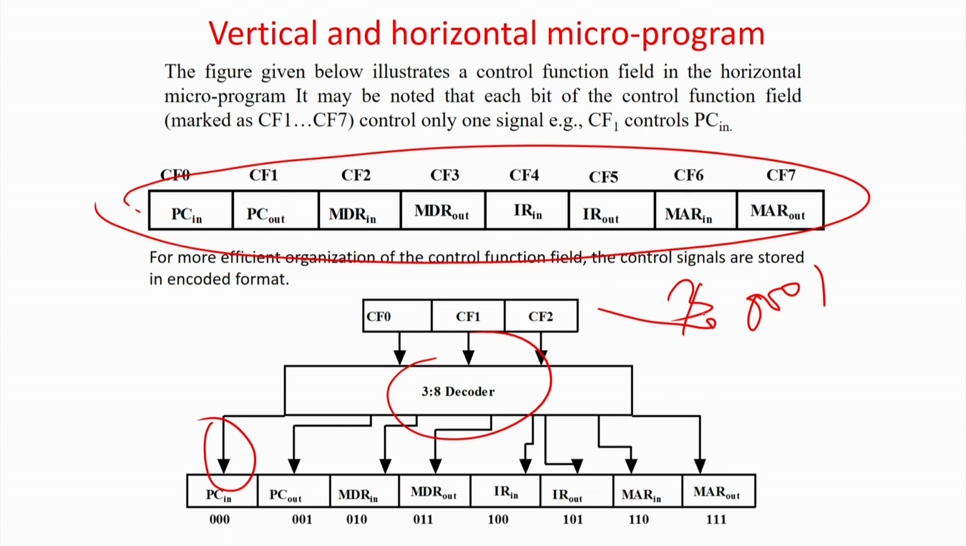So if you give the value 0, 0, 1, 0, 0, 1 in the memory, you are going to make the second line high of the decoder and you are going to get the value 0, 0, 1, which actually makes this line high. So in fact PC out will be equal to 1.